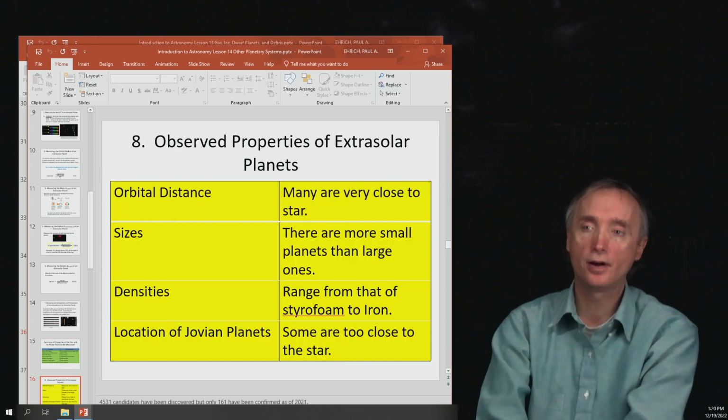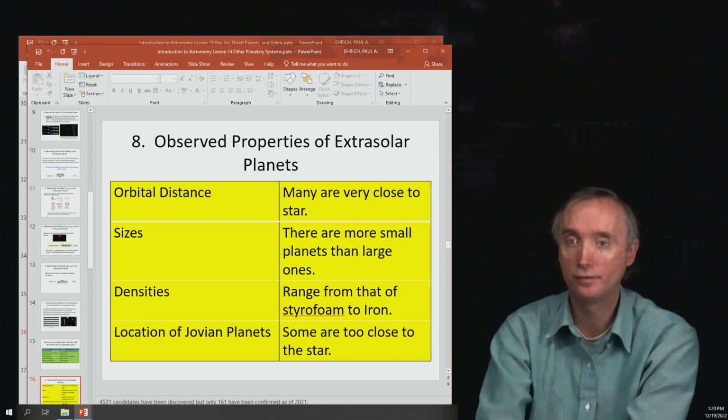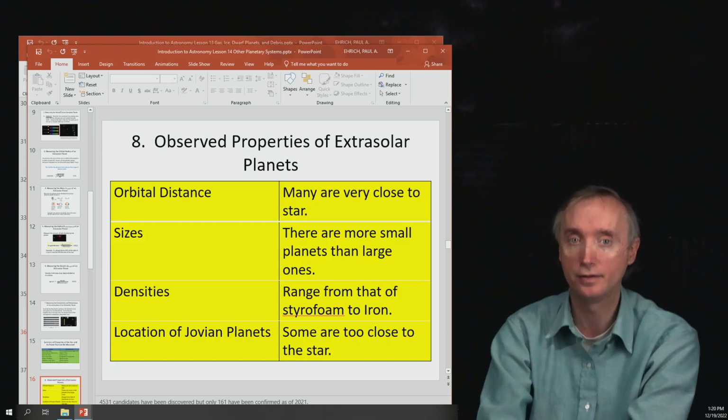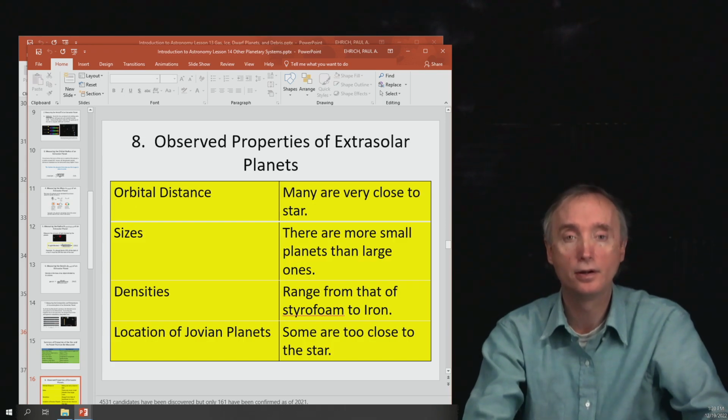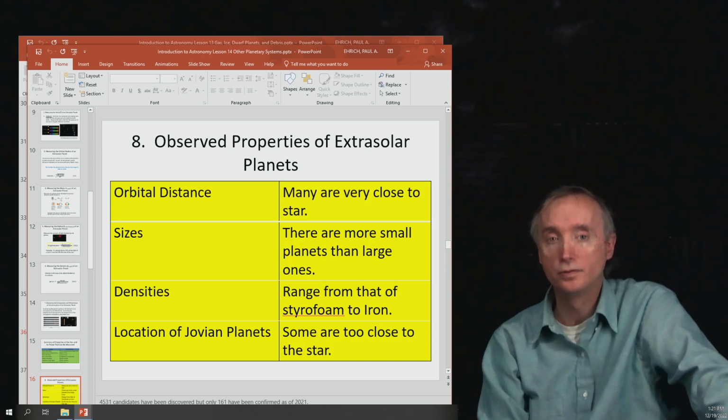And then here is the stuff that we've learned so far. We have cataloged over 4,000 planets so far. And of those planets that we've looked at, many are close to their star, meaning that most of them are... there's more small terrestrial planets than there are gas giants.